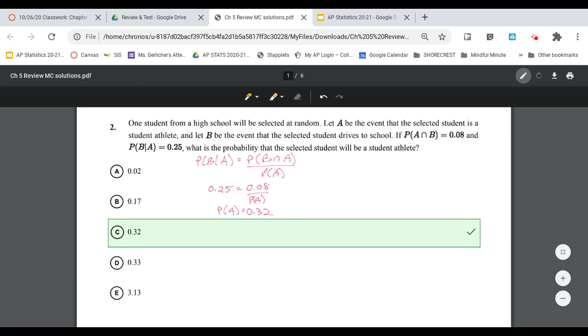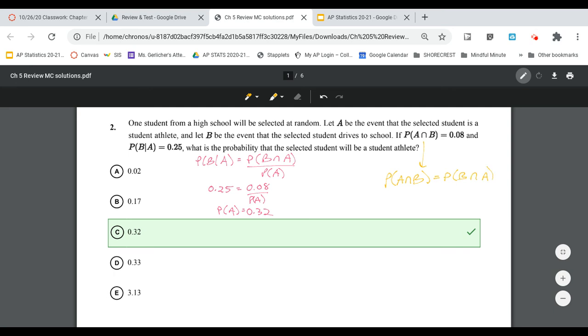Okay, for number 2, this was pretty simple with just that conditional probability rule. So probability of B given A, 0.25, they gave you that. They gave you probability of B and A. And by the way, probability of A and B is the same as the probability of B and A.